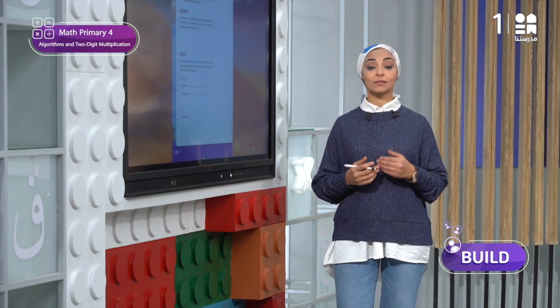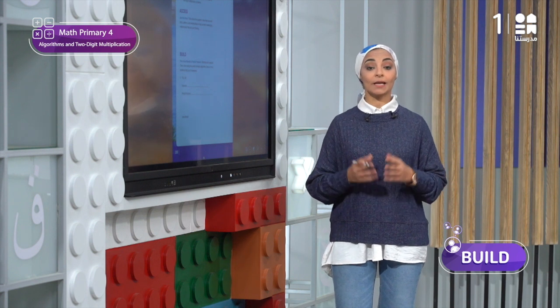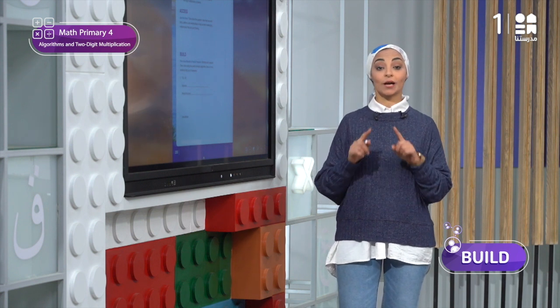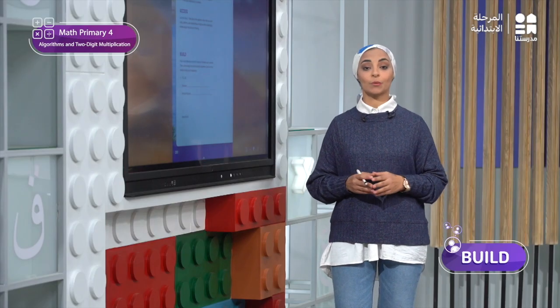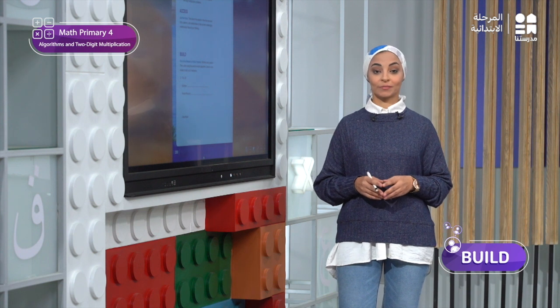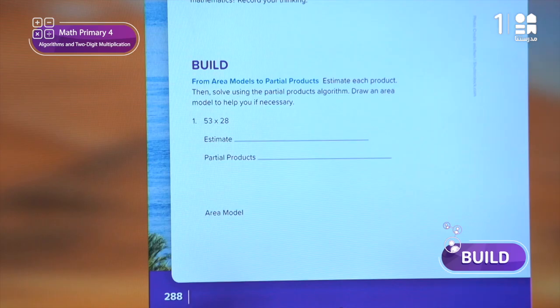Then we will calculate. بعد ما أعمل estimation هجيب بقى exact product using the area model strategy. At last, we will assess our answer using the partial products algorithm. هتأكد بقى إن الأنسر بتاعي صح بعد ما استخدم ال partial products algorithm. Now, let's start all together. Here in problem number 1.